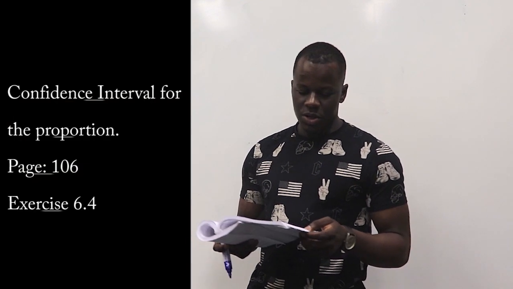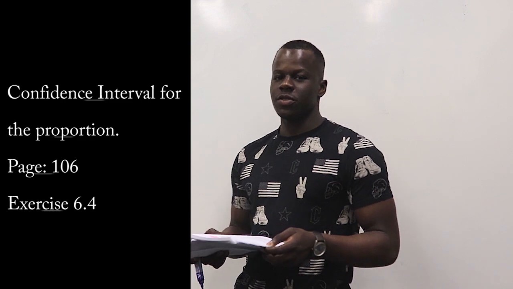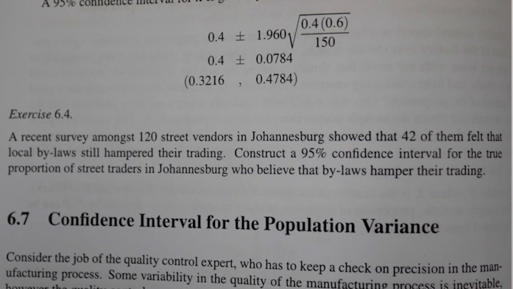Today I'll be taking you through the confidence interval for the proportion. The question we're going to do is on page 106 of the textbook, exercise 6.4. It reads: a recent survey amongst 120 street vendors in Johannesburg showed that 42 of them felt that local bylaws still hampered their trading. Construct a 95% confidence interval for the true proportion of street traders in Johannesburg who believe that bylaws hamper their trading.